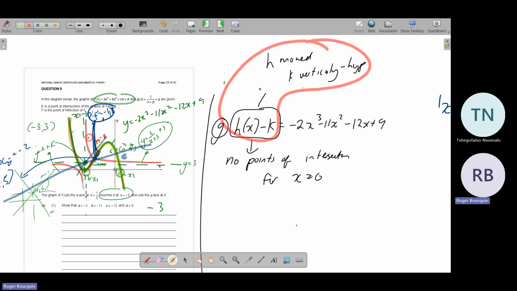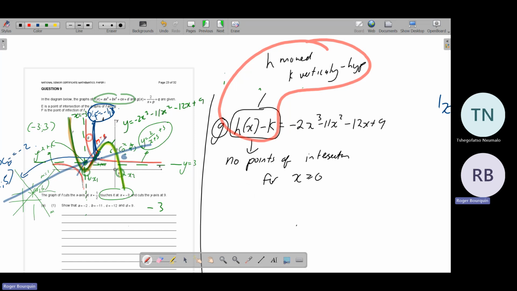H of x minus k is equal to minus 2 graph. Does not intersect the graph. Okay, sure. They've asked this in a very weird way, in my opinion.